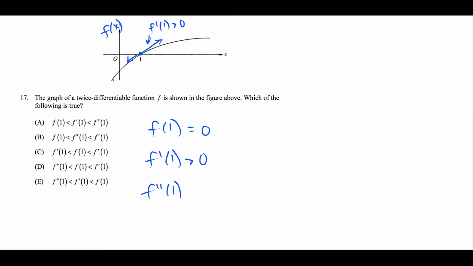So f prime of 1 is positive, and then f double prime of 1 talks about the concavity of the graph at x equals 1. But notice this graph is kind of frowning at us. It's the upside down smiley face here. So the second derivative at 1 is going to be less than 0 because the curve is concave down. So now we just have to order this. The smallest one is going to be the negative, so f double prime of 1 is the smallest. The next smallest one is going to be the 0, which is f of 1. And then the biggest value is going to be the positive, which is f prime. So now we just have to match this to the answer. We have f double prime is the smallest, then f of 1, then f prime. So 17 is choice D.